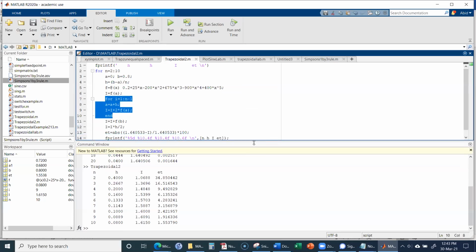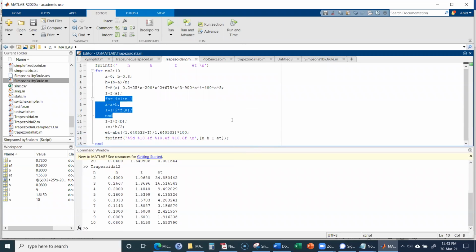So that was the Simpson's rule. In fact, we will cover the mathematics behind Simpson's rule in tomorrow's lecture, but this was the script for the Simpson's rule.